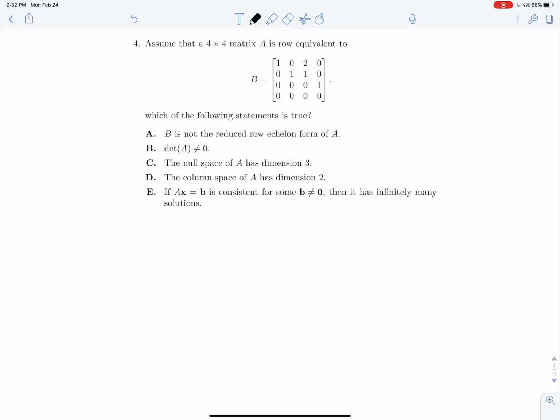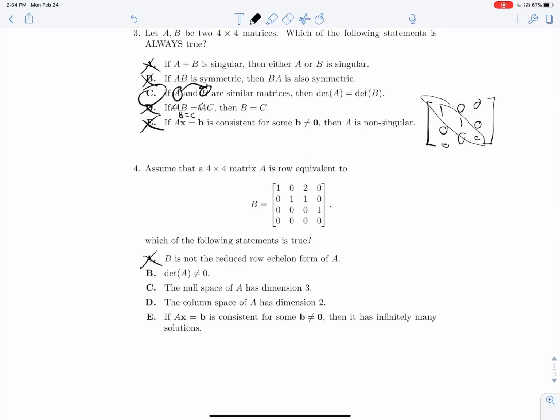Let's assume that a 4x4 matrix A is row equivalent to B here. Which of the following statements is true? Okay, A, B is not in the reduced row echelon form of A. Well, it looks like it is. We have a leading term here, pivot positions, and all above them are all zeros. All below them are all zeros, and they're all ones, and we get this stair-step shape. So A is untrue. We are in a reduced row echelon form.